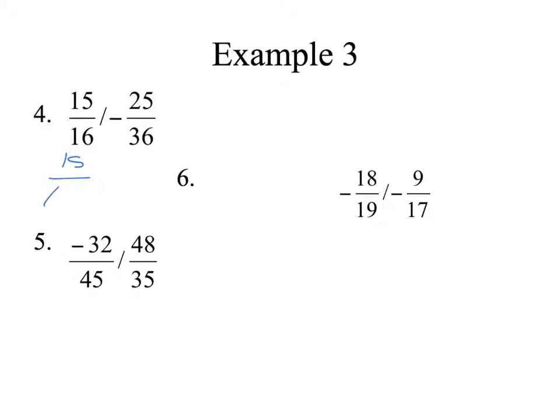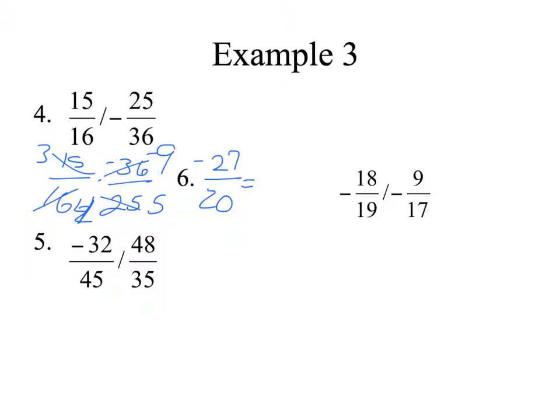So 15 over 16 times negative 36 over 25. That can cross cancel and become a 3. That will cross cancel and become a 5. This will cross cancel and become a 2. Nope, I did that wrong. That will cross cancel and become a 4. This will cross cancel and become a negative 9. 3 times negative 9 is negative 27 over 20. That's going to become negative 1 and 7 over 20.